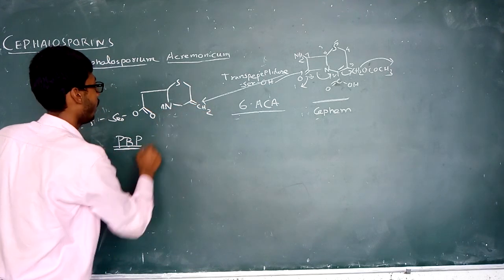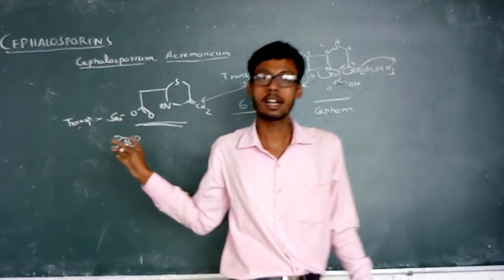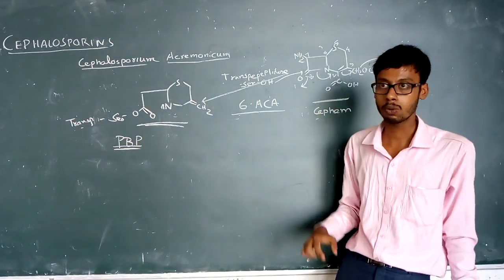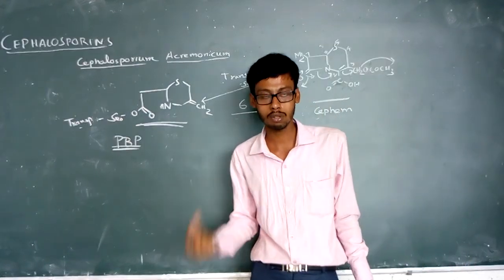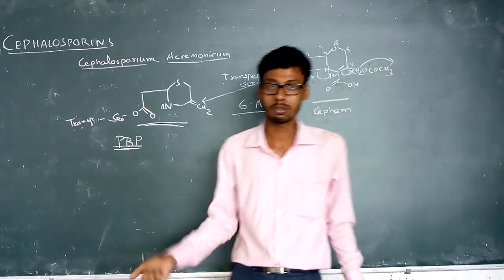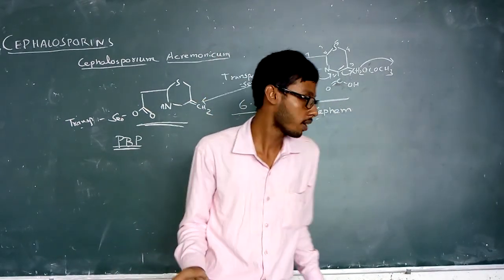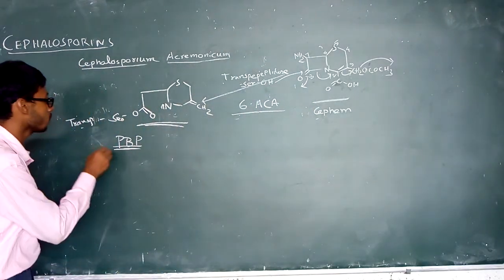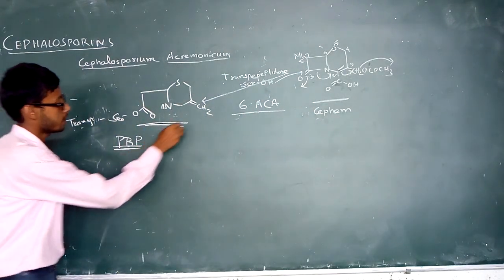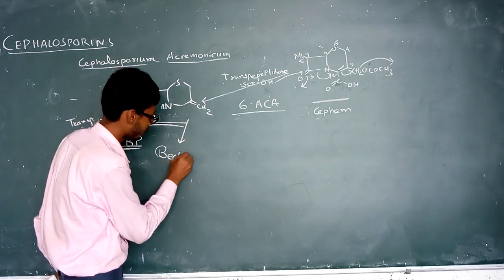So it is already attached by the transpeptidase enzyme, so this transpeptidase enzyme is no longer free for its action, that is, the cross-linking of the cell wall for cell wall synthesis. Thus it inhibits the cell wall synthesis process and produces the bactericidal effect.